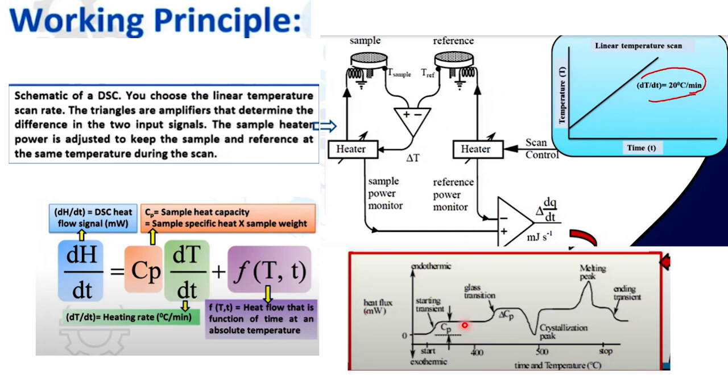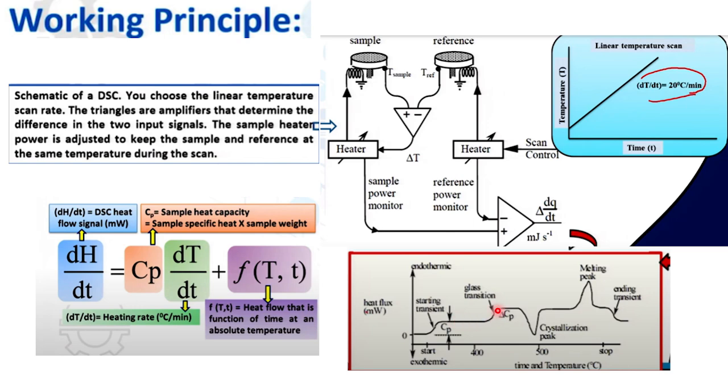So this is showing the actual DSC thermogram. What we are plotting here is heat flux versus temperature, and the upper direction is the endothermic process. Obviously, the opposite direction is showing the exothermic process. So first, a transient starting, that is basically due to the heat capacity. We will discuss how we can measure it.